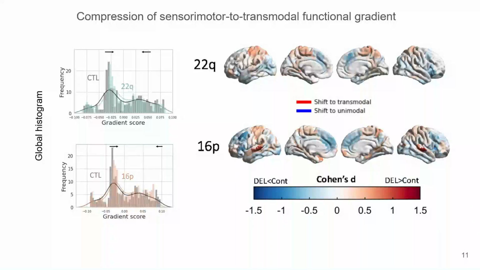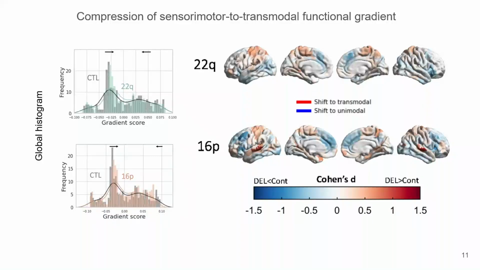We found that there was an altered sensory motor to transmodal hierarchy in our deletion carriers. If we look at the global histogram that shows the group level gradient values, we find that there is reduced distance between the lower rank regions and the higher ranked regions, showing that there's some sort of compression here. And then looking at the brain maps, these show the effect sizes projected back onto the brain.